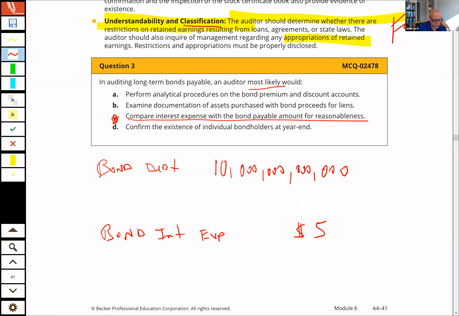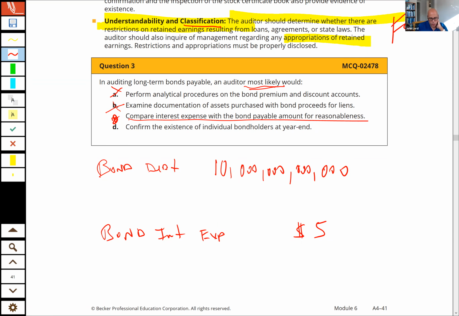How about examine documentation of assets purchased with bond proceeds for liens? Well, look, that might be a good disclosure step over the property, plant, and equipment account, but it's not something the auditor would most likely do for a bond payable. Okay, and then D, confirm the existence of individual bondholders, and that's where the "most likely" comes in.